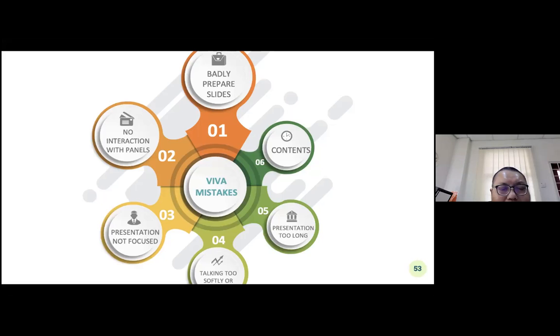And then the third one, the presentation is not focused. Maybe this is because you don't do your rehearsal. Talking too softly or too loudly, this one you need to avoid. The keyword is that you need to respect your examiners and your chairperson. Presentation too long, this one seldom happens, but normally after 20 minutes, the examiner will stop you. The chairperson will stop you, and also the contents.